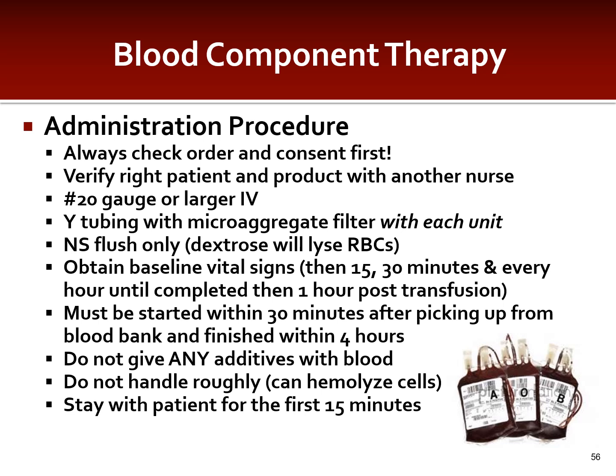But in an emergency situation, you're going to get in what you can get in, 20, 18, 22, whatever you can get in. You're going to use a Y tubing with a filter on it for each unit. If the client has 2 units of blood, you're going to change the filter and the tubing every time you give a unit. Normal saline flush only. If you use any dextrose, it will cause lysis of your RBCs. So only normal saline. You're going to get your baseline vitals. Once you get baseline, you're going to check your vitals at 15 minutes, 30 minutes, and then every hour until that blood is completed.